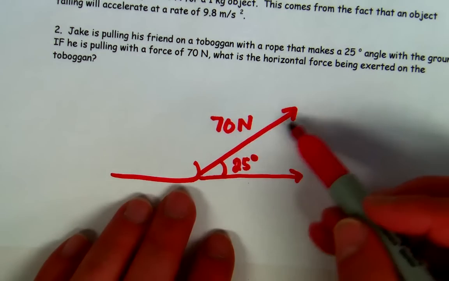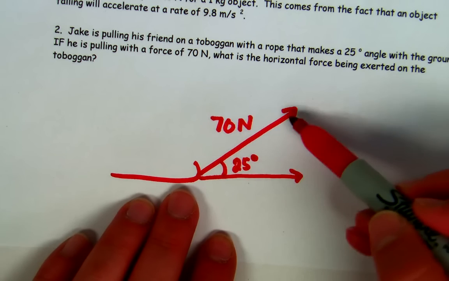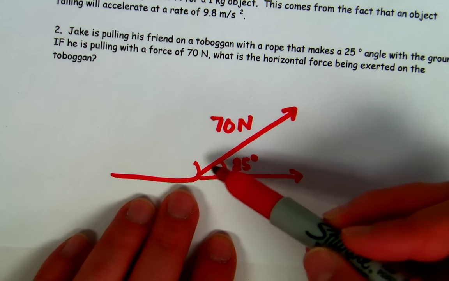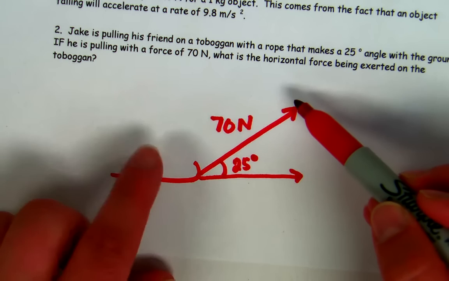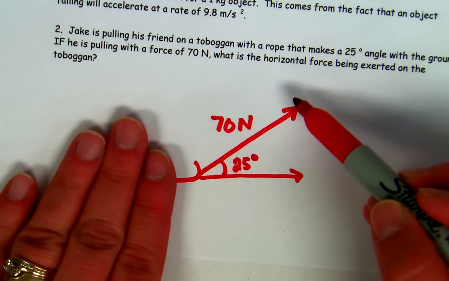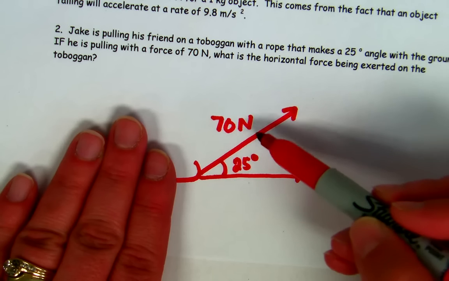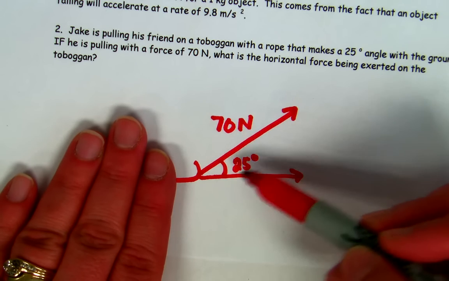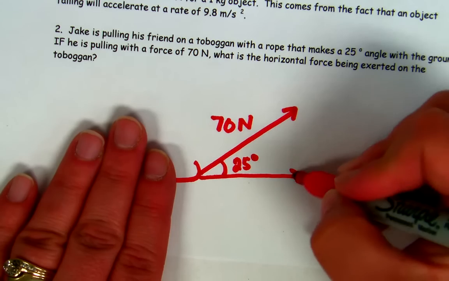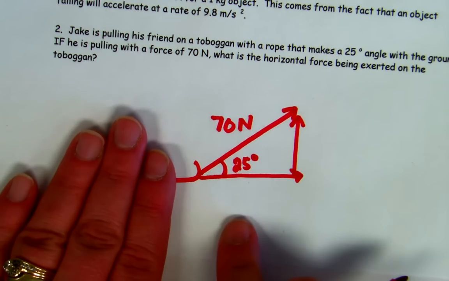Now, there's two things happening. Because this is acting on an angle, it's actually pulling up on the sled, but the weight of Jake's friend is keeping the sled in place, but it's also pulling it forward. So there's two components to the 70 newtons because it's on an angle. There's a horizontal component, and there's actually a vertical component.